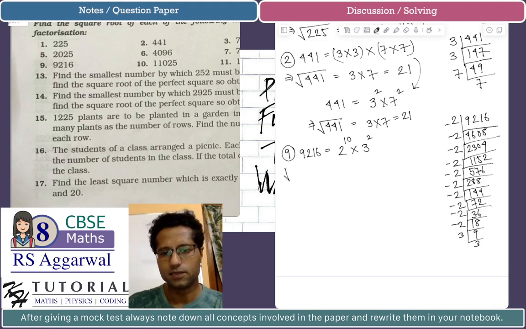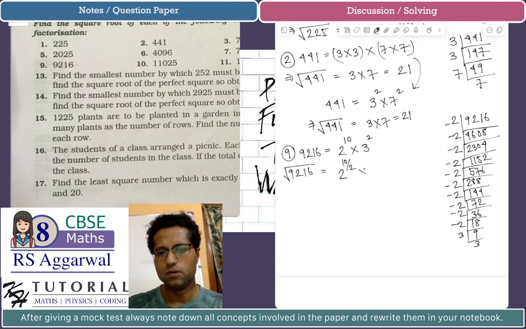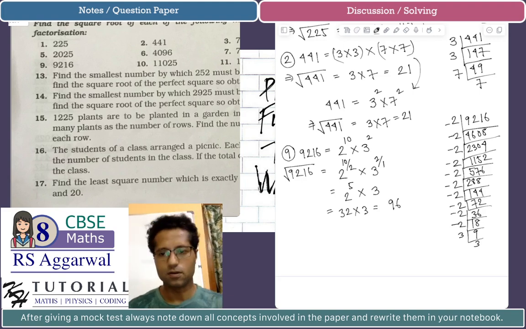So now I can directly say that square root of 9216 will be equal to, I will divide all the powers by 2. So it becomes 2 raised to the power 10 by 2 and 3 raised to the power 2 by 2. So this is 2 to the power 5 and 3. Now 2 to the power 5 is 32 multiplied by 3, which is 96. I don't know whether this is correct or not. Let me quickly check in the calculator. 96 multiplied by 96 is 9216. Okay.